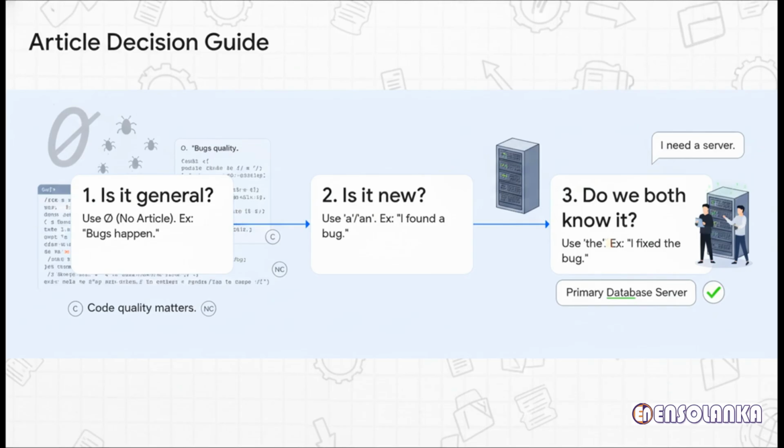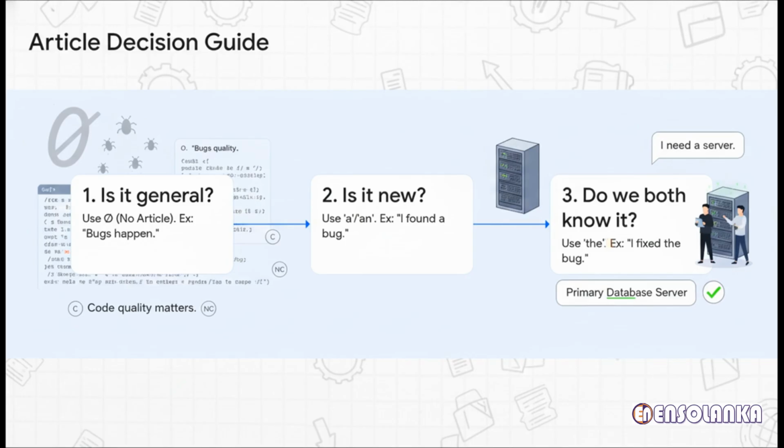First, are you talking about a general truth, something that's always true? If yes, use no article at all. We show that with a 0 symbol. Bugs happen. Information is valuable. Second, are you introducing something new or something that's just one of many? Use a or an. I need to set up a server.